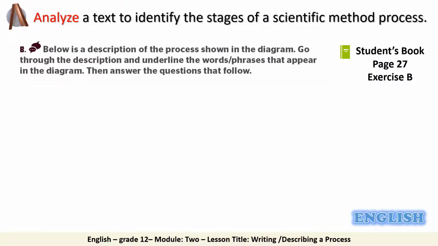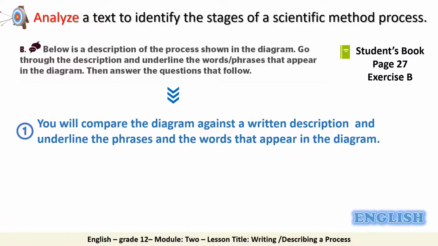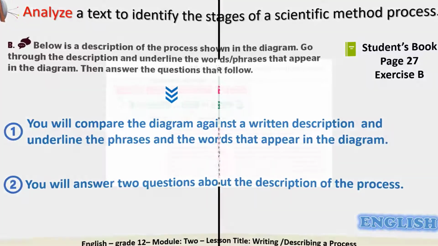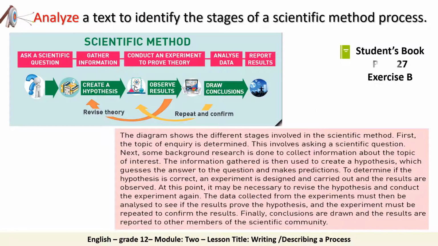Now, let's begin with the first objective. We will focus on exercise B, page 27. Your task is to examine the diagram we have seen previously and a written description of this diagram and underline the words and phrases that appear in the diagram and the description together. After that, you will answer 2 questions about the written description of the process. So, please pause this video here.